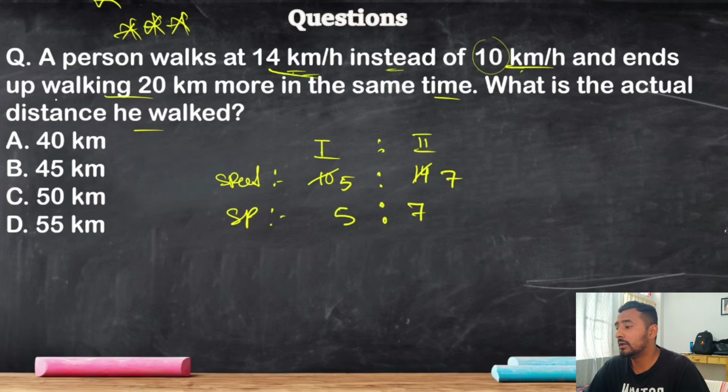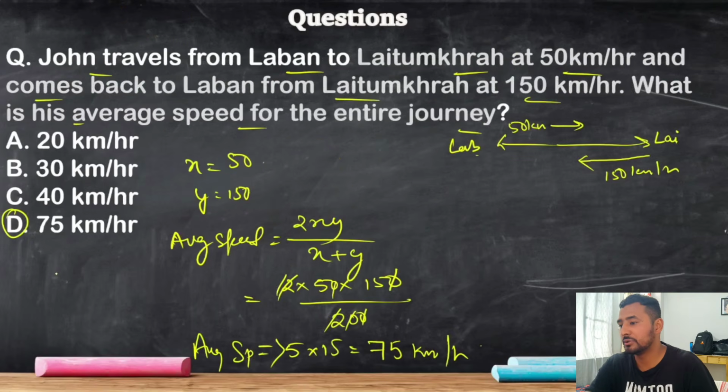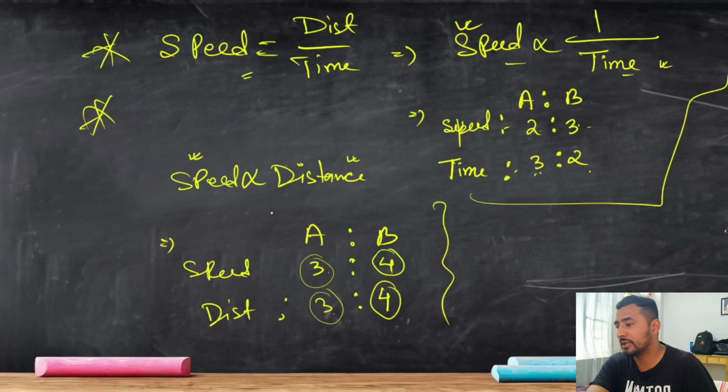Now, ends up walking 20 km more in the same time. What is the actual distance? Now the actual distance we need to find. The time is not mentioned. So whenever time is constant, we can get the distance. Like I told you, let me show you that slide. I've told you somewhere, right? Speed is directly proportional to distance. Whenever speed is given in the ratio 3:4, the distance is also 3:4, because they are directly proportional. So you can write the same, 3:4, right? One more thing I forgot, when time is constant, okay?